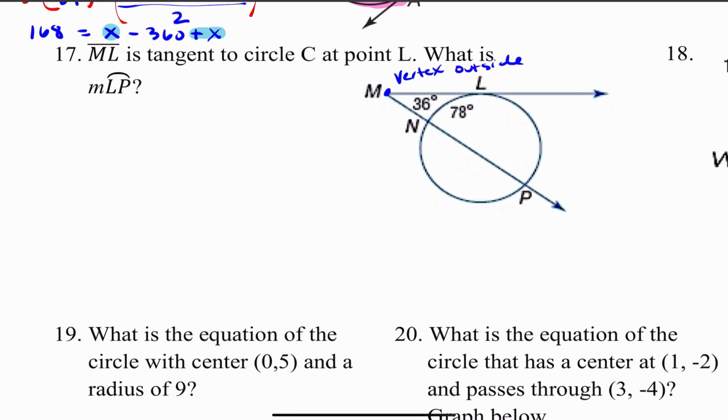So it's the angle, which is equal to the big arc, which we'll call measure arc LP, minus the small arc, 78, over 2. And since I'm looking for the measure of arc LP, we have a fraction, 2 is the denominator, so I gotta multiply both sides by 2.